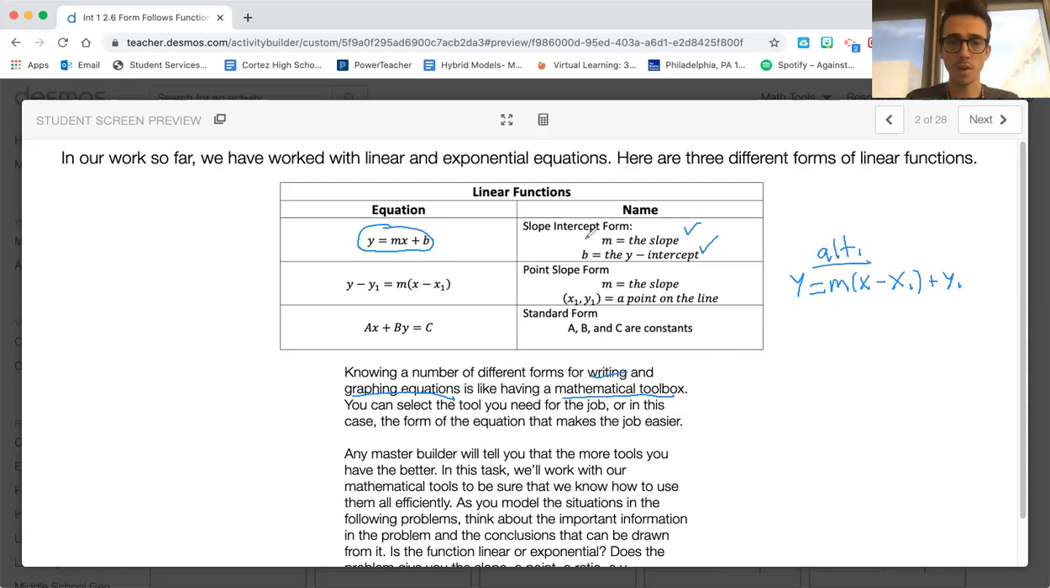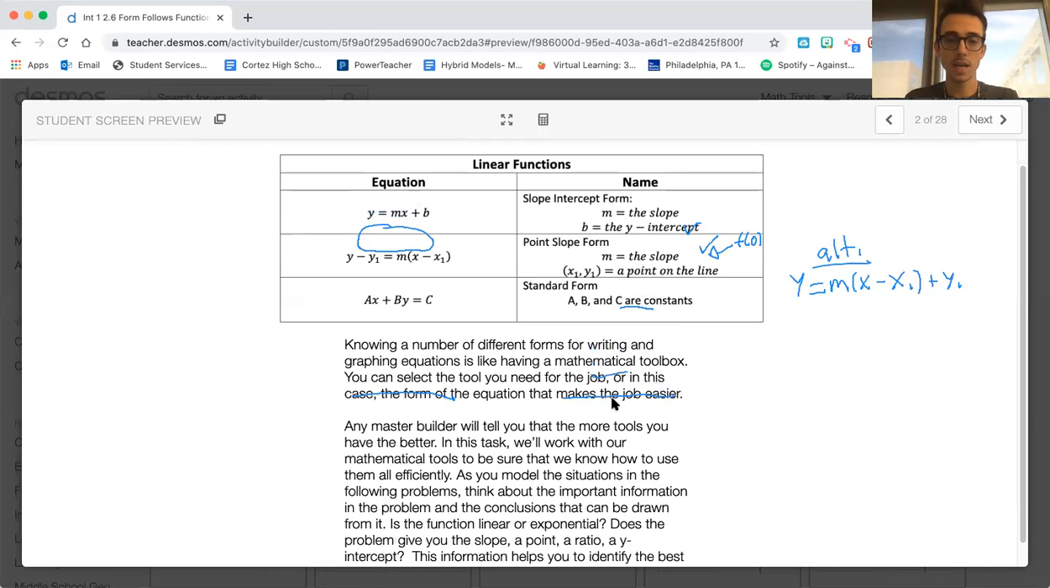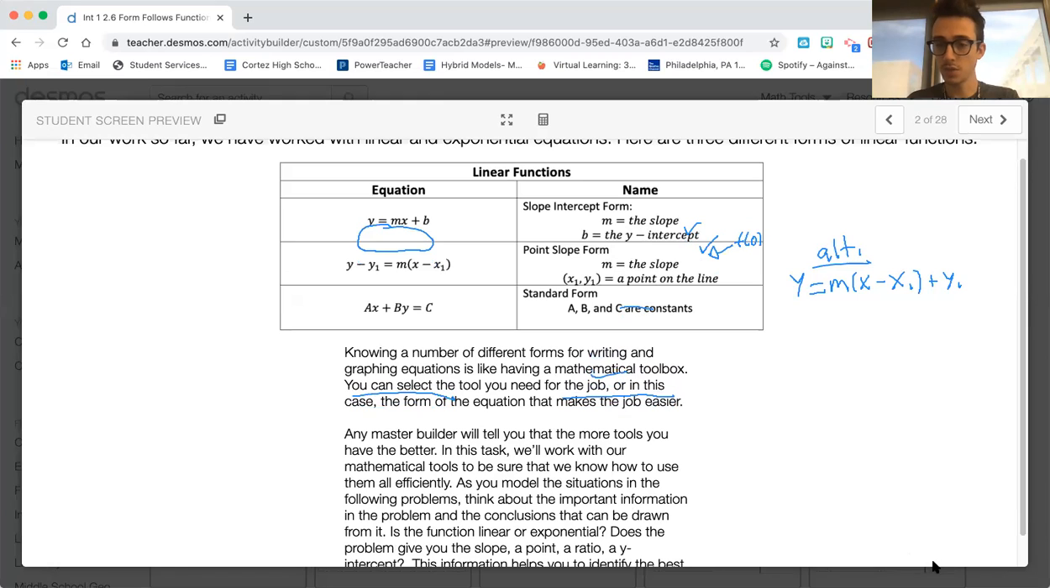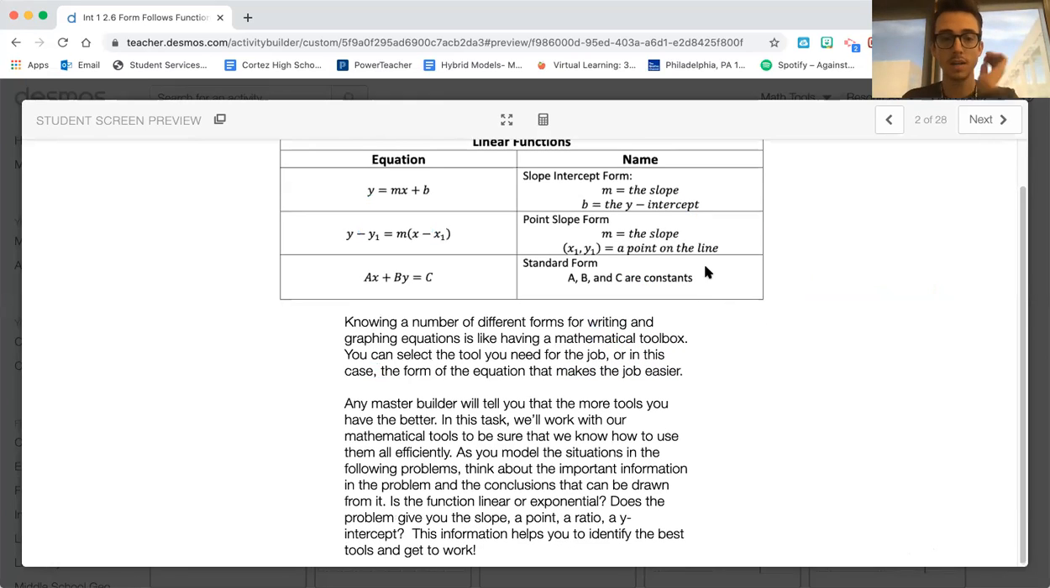So notice that with slope-intercept form, that's helpful if we know the y-intercept and the slope. Point slope form, we could take any point on the line. So it says a point, but any point that's on the line, we can throw that in, make an equation from it. That doesn't involve having to go back to the y-intercept, which sometimes we call f of 0. When we go back that far, f of 0, that's when it's occurring. Any master builder will tell you the more tools you have, the better you are.